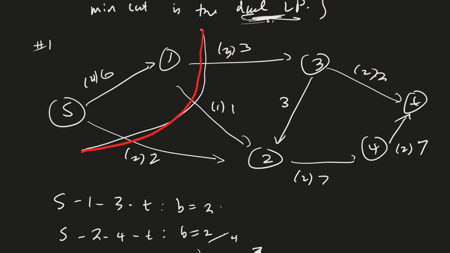Well, let's sum the capacities. 3 plus 1 plus 2. What's that? That is 6. That is the cut. Congratulations. We have now found the max flow min cut.